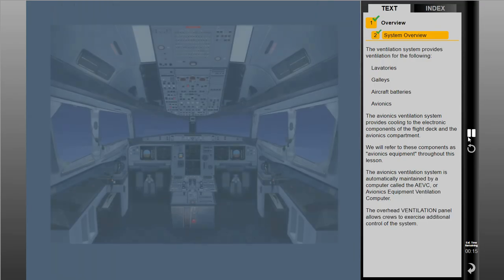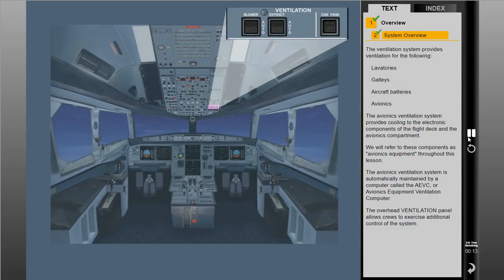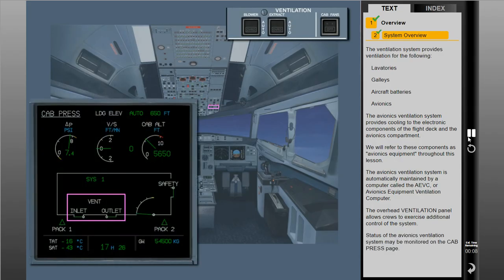The overhead ventilation panel allows crews to exercise additional control of the system. Status of the avionics ventilation system may be monitored on the cabin pressurization page.